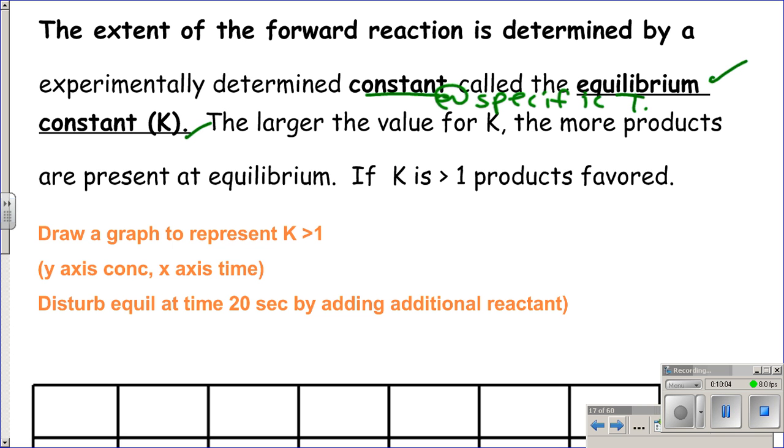The larger the K value means that you're going to have more products. That's why K greater than 1 represents that products are favored, or there's more of them at equilibrium.